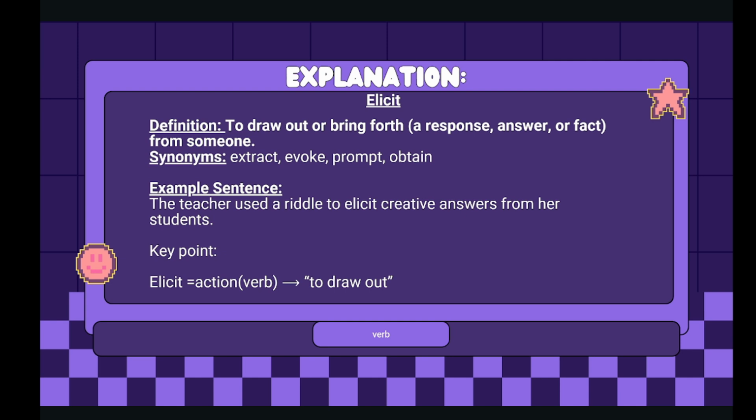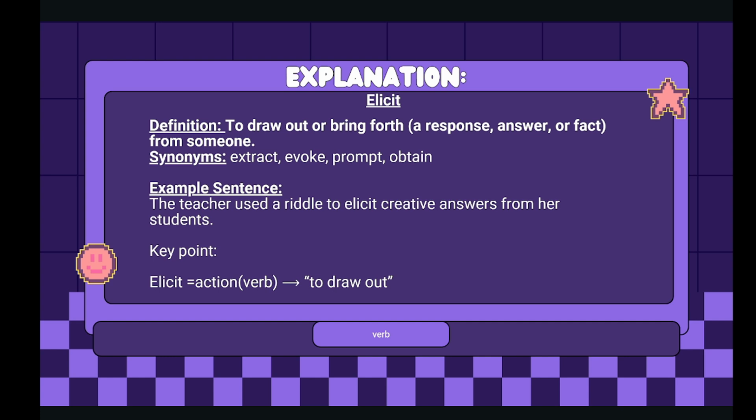So elicit means to draw out or bring forth, like a response, an answer, or a fact from someone. Synonyms would be extract, evoke, prompt, or obtain. An example sentence besides the one we just had is, the teacher used a riddle to elicit creative answers from her students. Key point to remember is elicit is action, so you're drawing something out, and it's a verb. A good way to remember how to pronounce this is that elicit has a little bit longer E sound, compared to the other one, which is a little bit shorter. That's a key point in pronunciation.